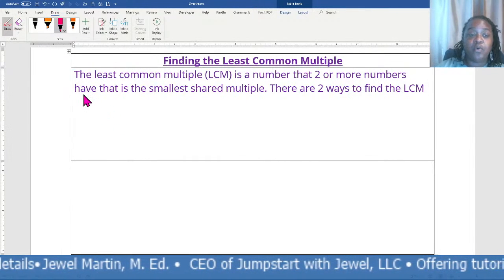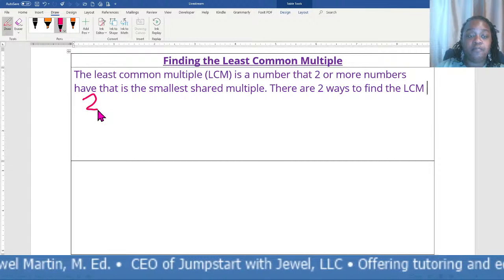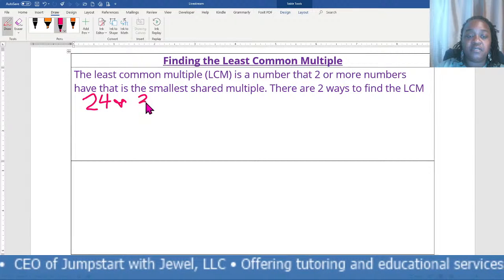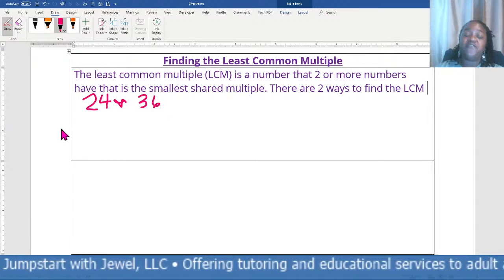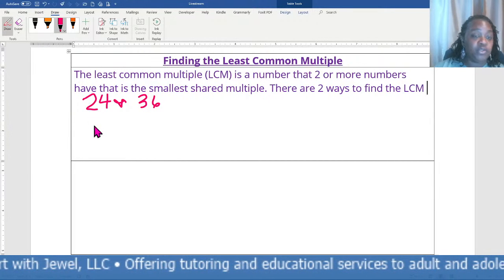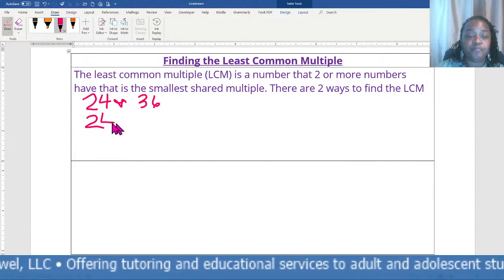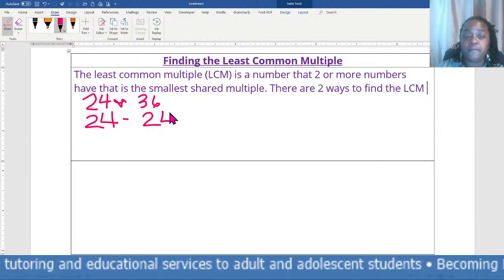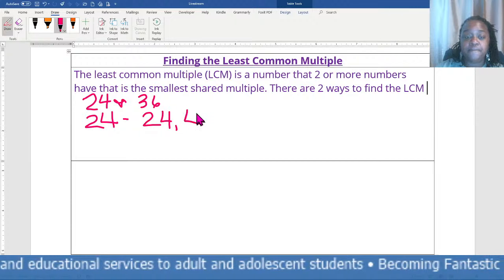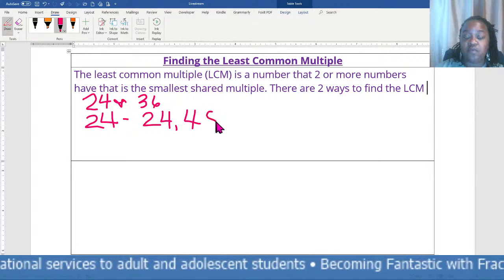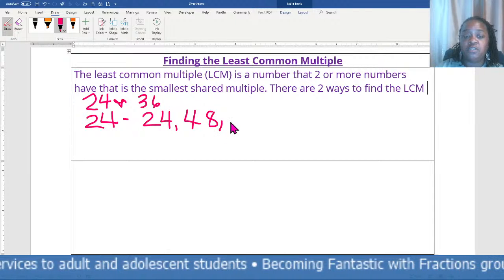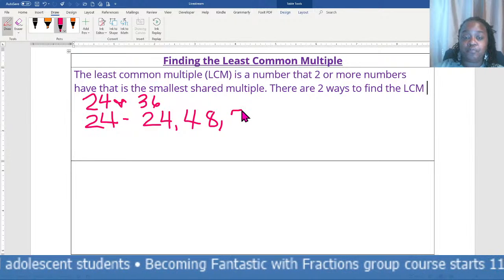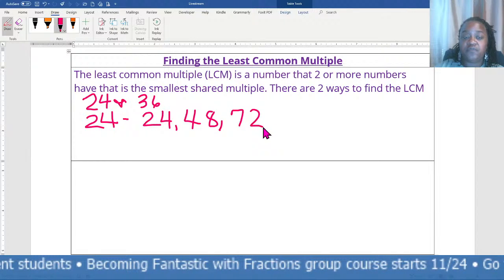On my first example, we're going to look at the numbers 24 and 36. So if I list them, what are the multiples of 24? The multiples of 24 would be 24, 48. Either you're adding 24 together, or you're multiplying 24 times 2, 24 times 3. 24, 48, 72 is the first 3.